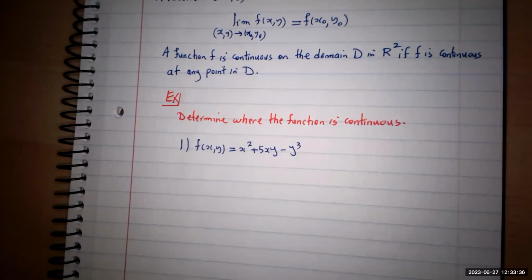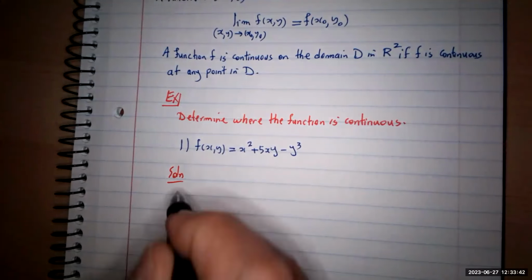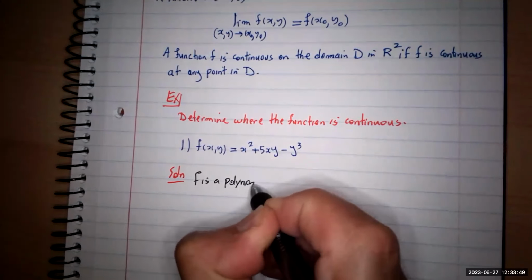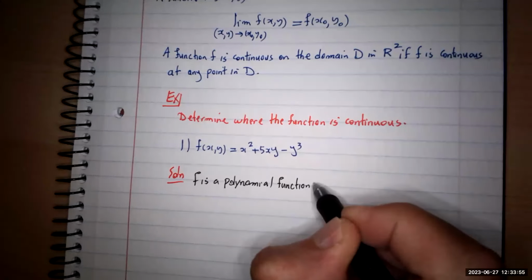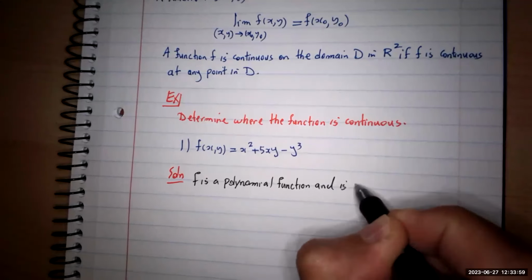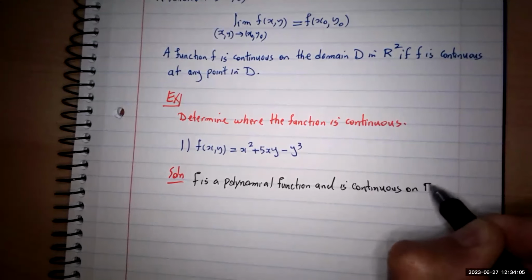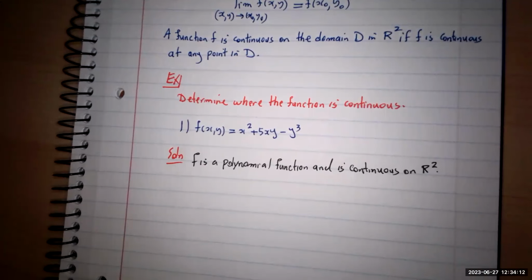Otherwise, you don't have to worry about it. So we mentioned that f is a polynomial function and is going to be continuous on its domain, R2. Continuous everywhere in R2. Question? So this is the way we're going to take this one. That will take care of polynomial types.